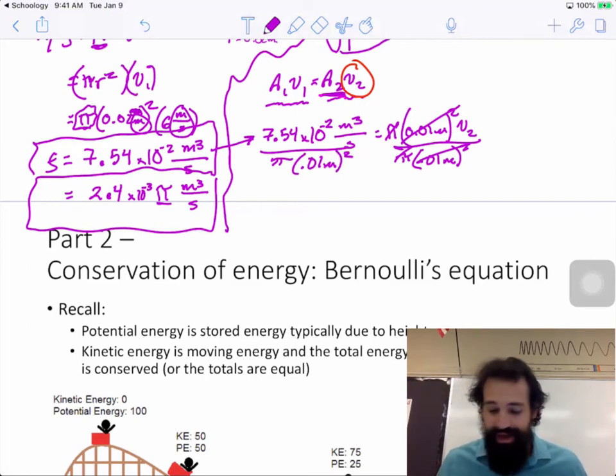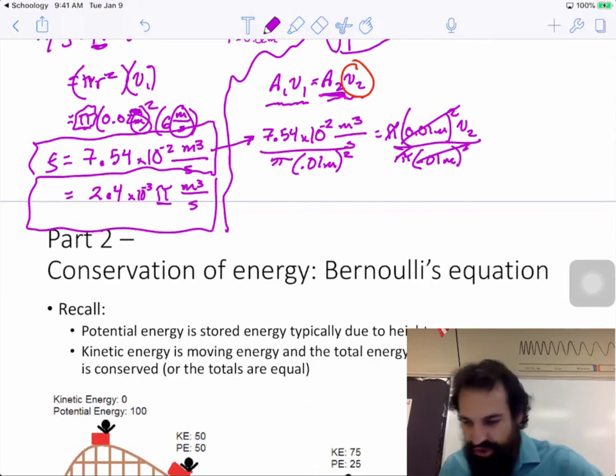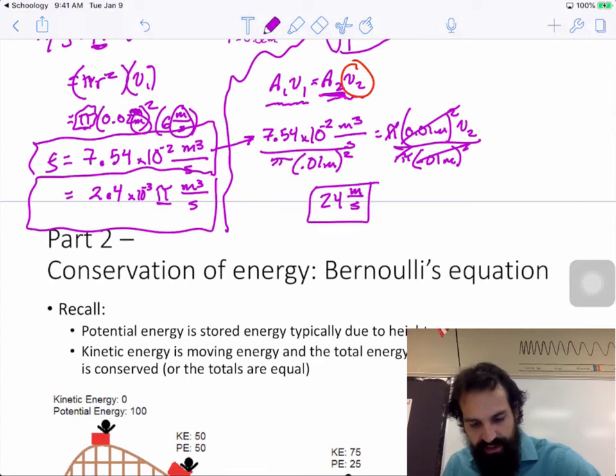And plugging that into a calculator to save myself time and effort, 7.54 times 10 to the negative 3 divided by pi, divided by 0.01 squared. And that should give you 24 meters per second. So 24 meters per second should be our second velocity.